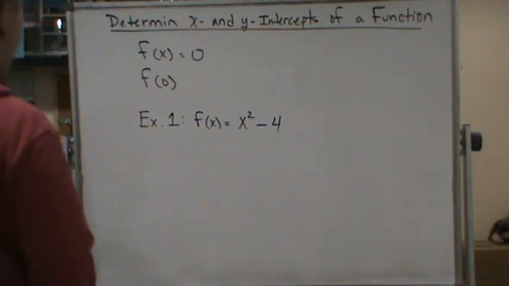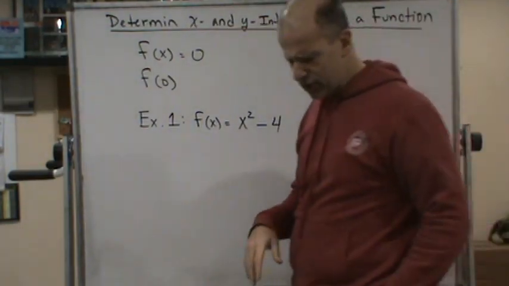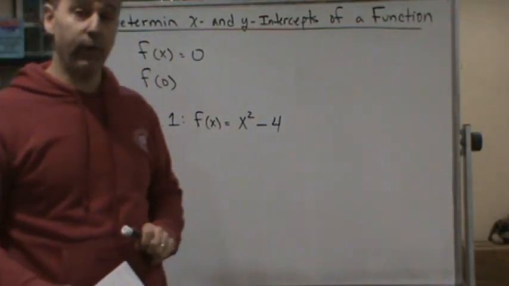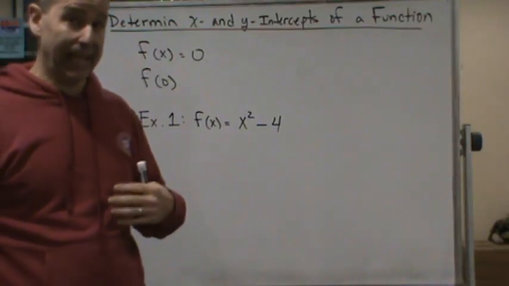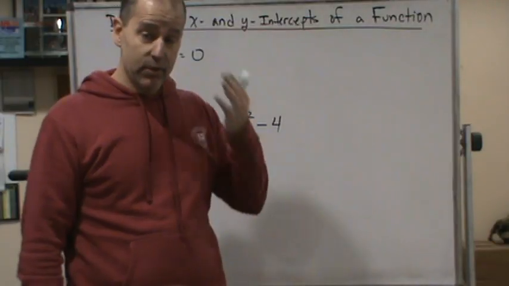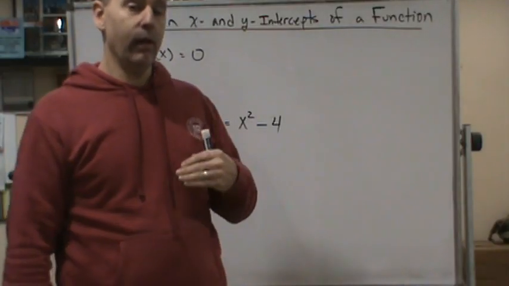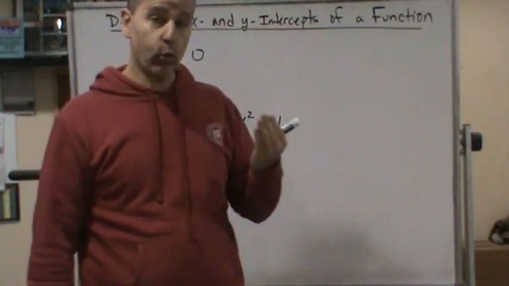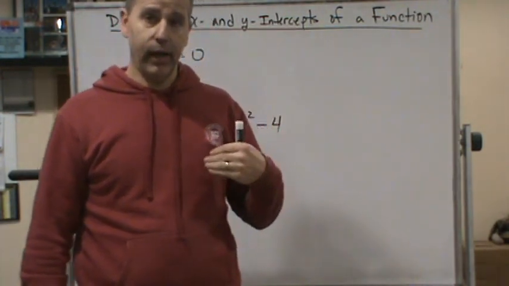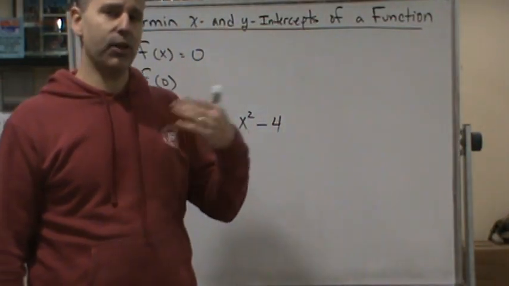All right, let's talk about x and y intercepts of a function. Now, the definition of an x and y intercept does not change just because now we're talking about functions. Remember, a function is a specific type of relationship, so the way we determine x and y intercepts is exactly the same. So remember, the x-intercept is where the graph of a function or of an equation or a relation intercepts the x-axis. The y-intercept is where it intercepts the y-axis.